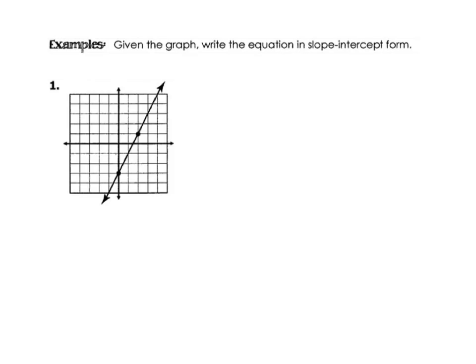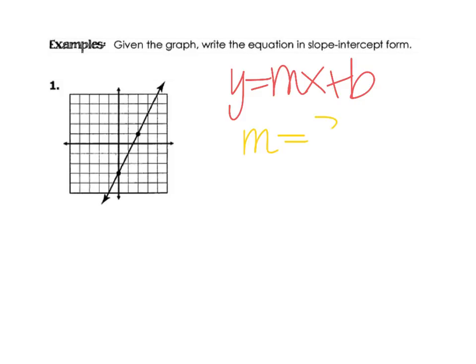All right, if we want to write an equation of the line in slope-intercept form and we're given the graph, we need to identify two things. So our goal is going to be to write it in the form y equals mx plus b. So the first thing we need to identify is what is our m and what is our b.